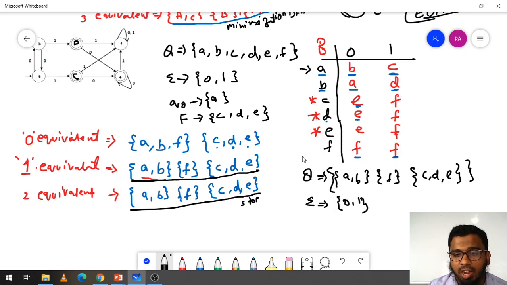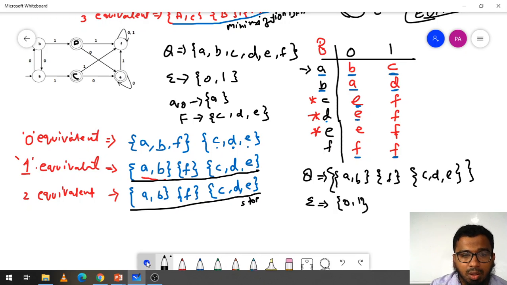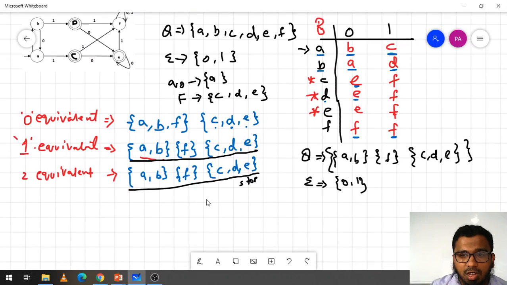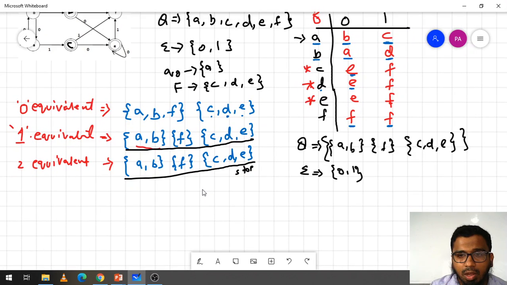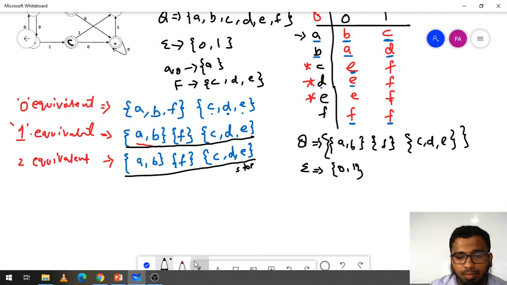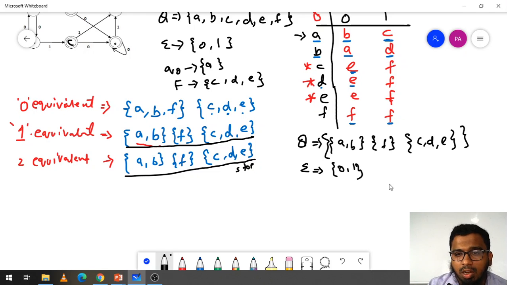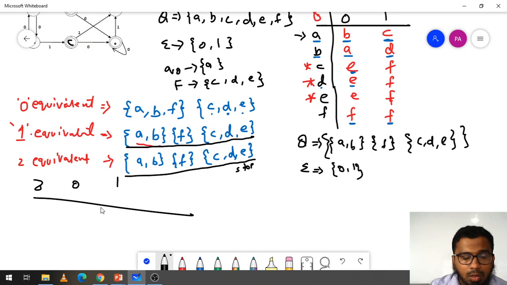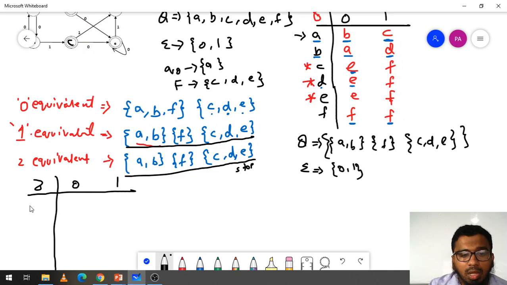So this is the equivalent of this DFA, the MDFA, the minimized deterministic finite automata. This is the output. Based on this we will make a table, with delta on inputs 0 and 1. First, what is the initial state? A, B.